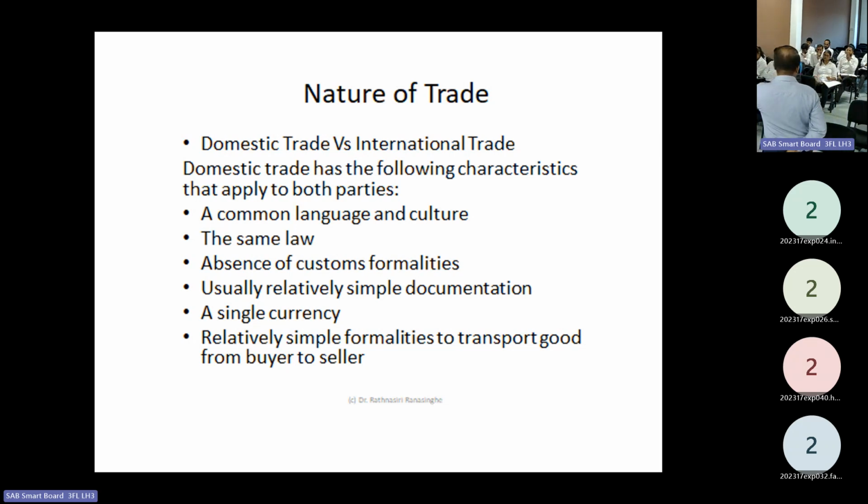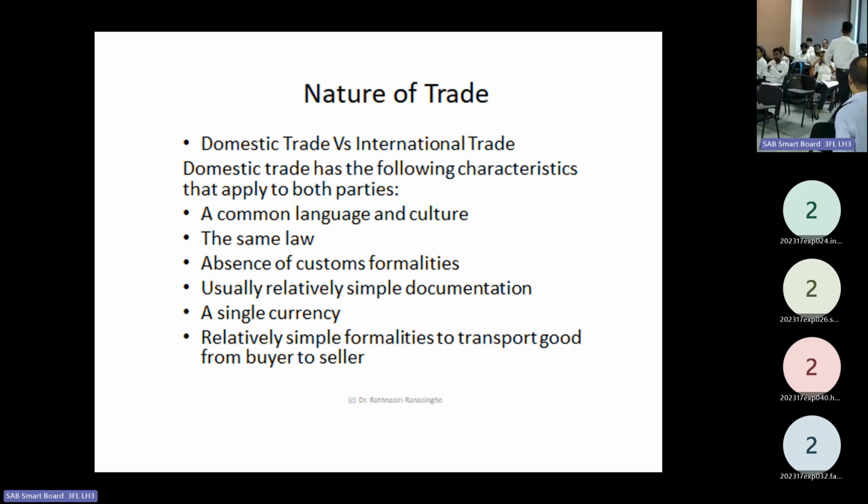When you go to the international market, you need to look at all these aspects, even the language and cultural differences, traditional customs and so on. In domestic trade, domestic law applies and there are no customs formalities. When it comes to the documentation, it is simple, not complicated. It is simple documentation.